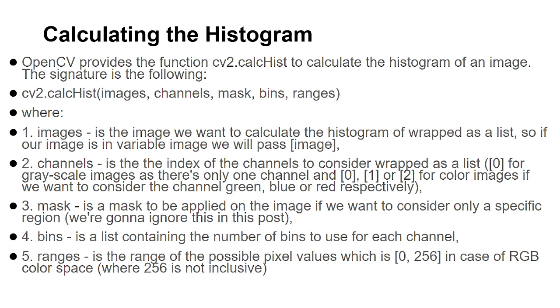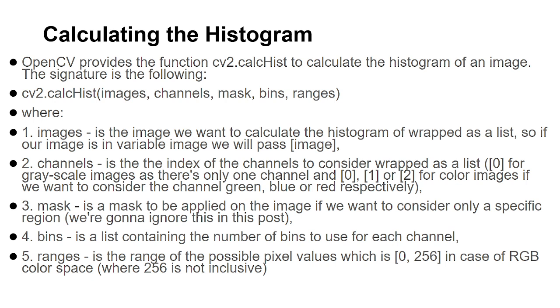Second is channels, the index of the channel to consider. It is given as a list; for grayscale images there is only one channel, with 0, and 1 and 2 for color images, which represent the channels blue, green, and red respectively. Third is the mask, which part of the image you want the mask applied to. If you want to consider only a specific region, only that specific region will be masked.